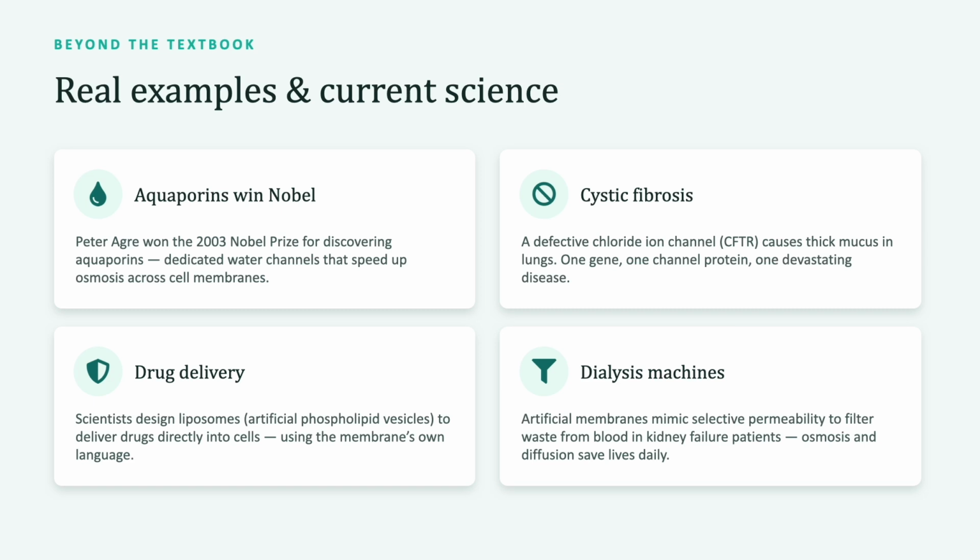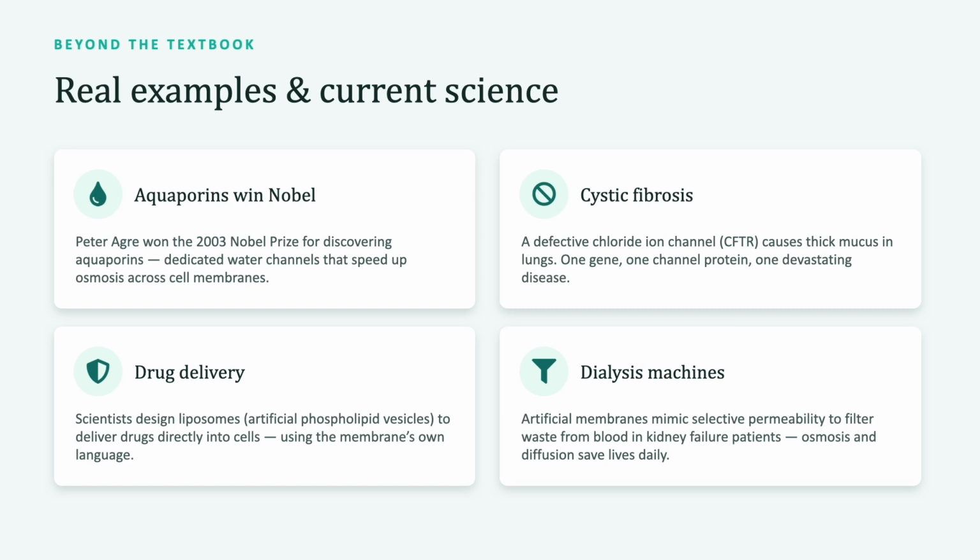Cystic fibrosis is a genetic disease caused by a single defective chloride ion channel called CFTR. One faulty channel protein leads to thick, sticky mucus in the lungs. It is a perfect example of how membrane transport directly impacts health. Scientists now design liposomes, tiny artificial phospholipid vesicles, to carry drugs straight into target cells. They are using a membrane's own language to deliver medicine.